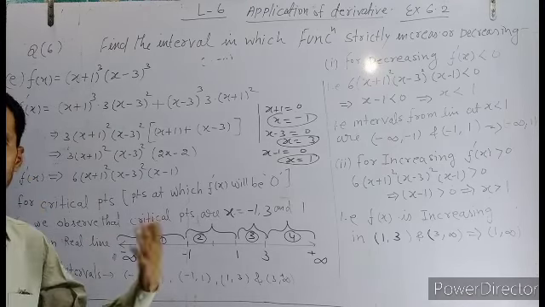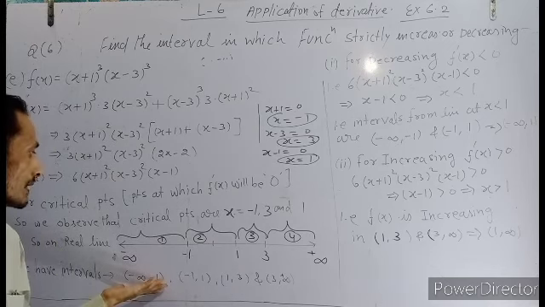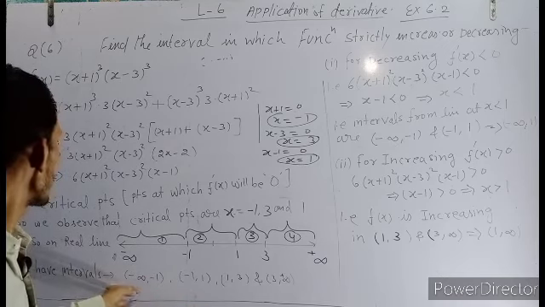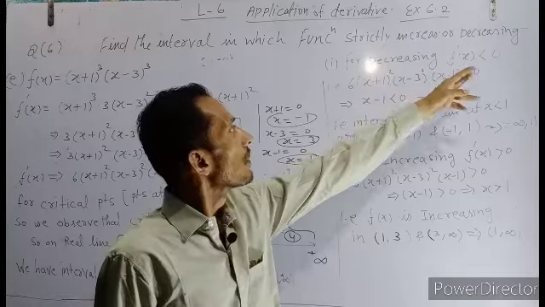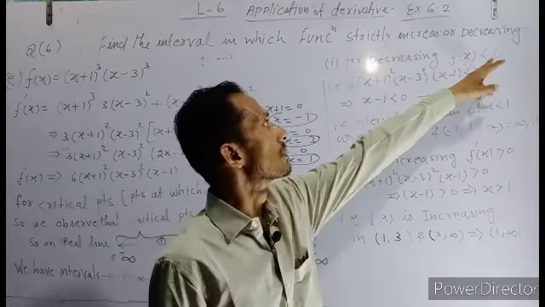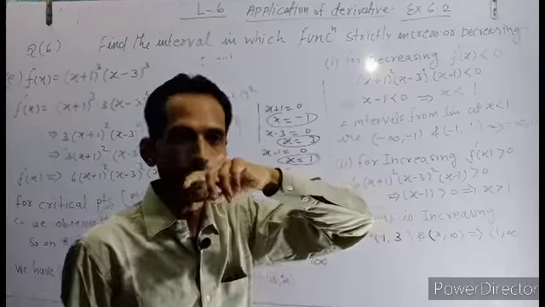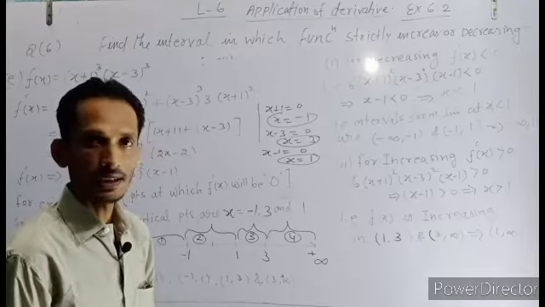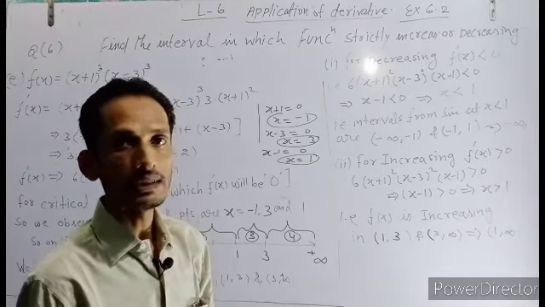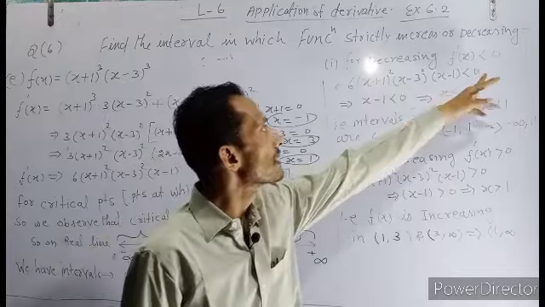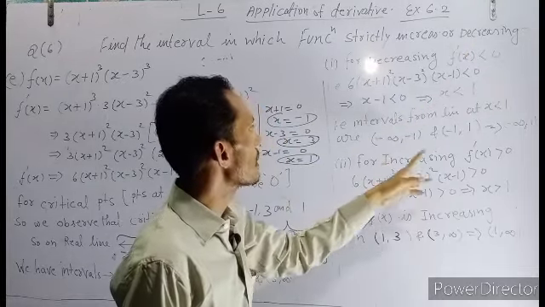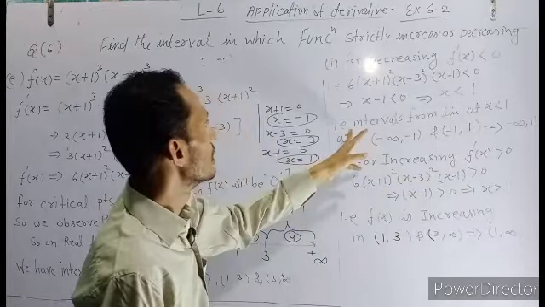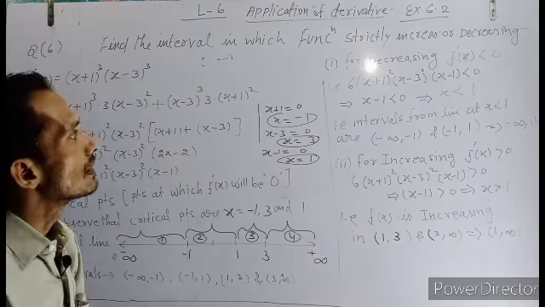In these intervals we have to check at which interval the function is increasing or decreasing. So let's discuss one by one. For a decreasing function, f'(x) less than 0. That is the condition I explained last time: if f'(x) is less than 0, the function is decreasing. If f'(x) is greater than 0, the function is strictly increasing. So first we take where the function is strictly decreasing.